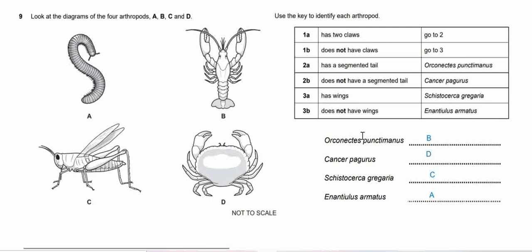So A will be Enantiolus armatus. So we write Enantiolus armatus for A because it fits the criteria for using the key to identify. Now we move on to B.